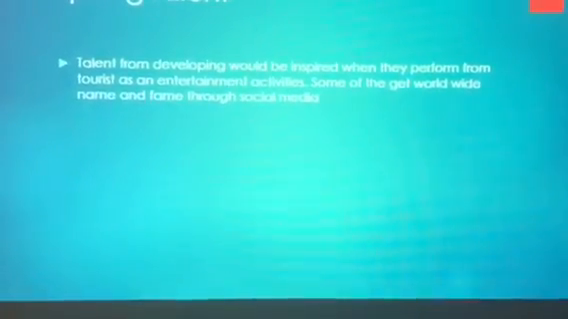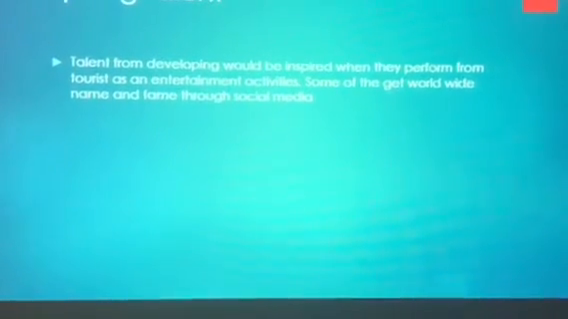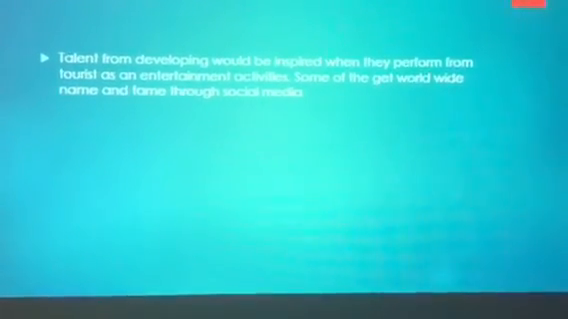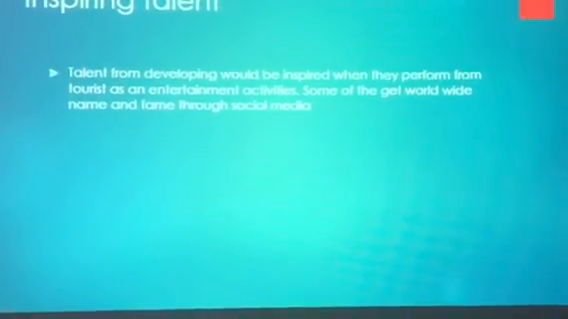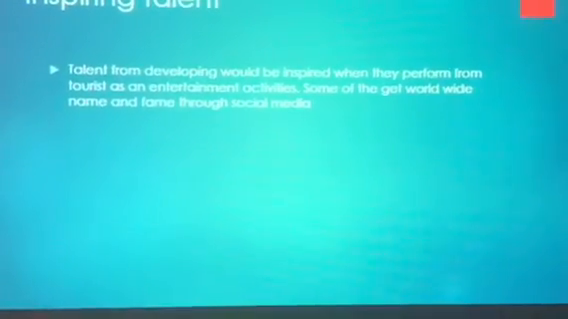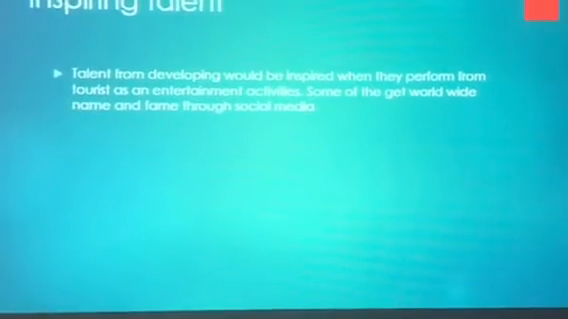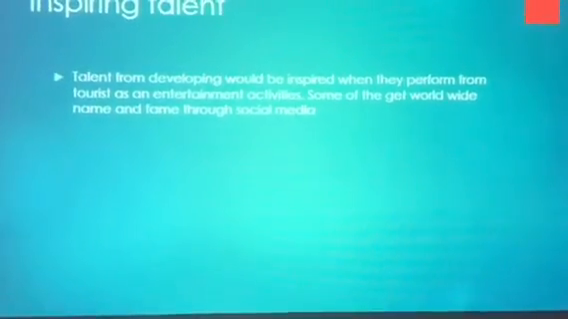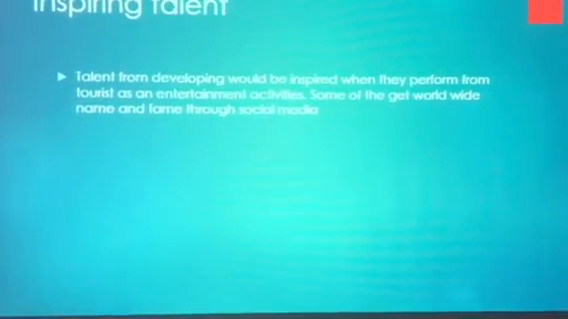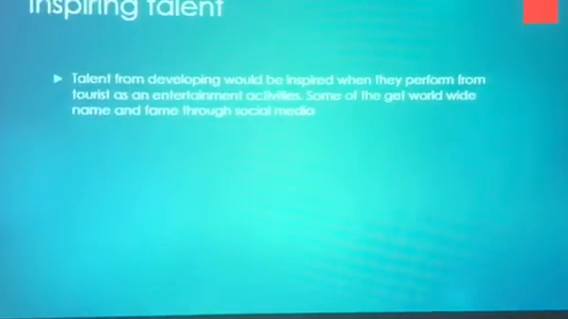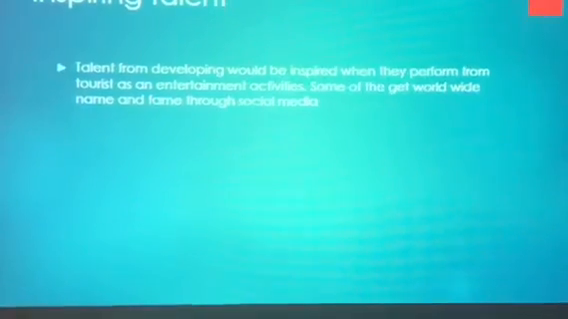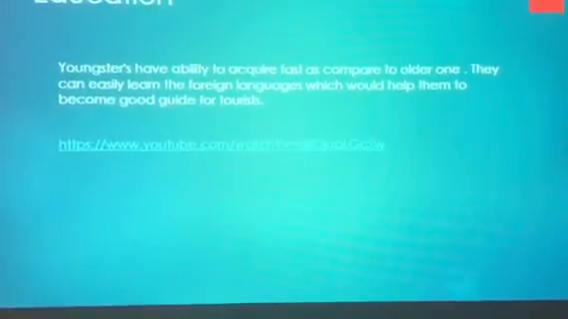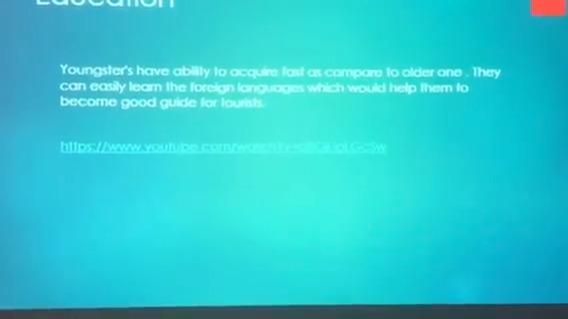The talent from developing countries would be inspired when they perform in front of tourists, and they get money for those performances. Some of them also get worldwide fame, because some of the tourists capture their videos and upload them on social media, so it's like a platform for them to get success. So the next one is education.